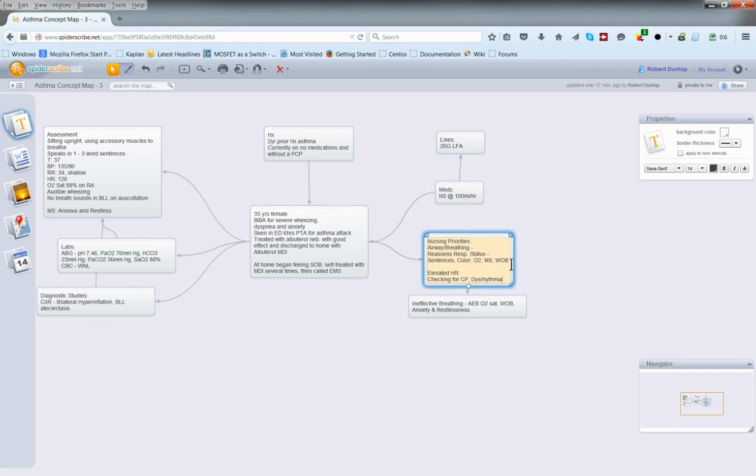And why am I going to check for dysrhythmias? Well, she's taking albuterol, and that could trigger AFib if she's susceptible to it; she might suddenly find herself in AFib. And what happens then? Her circulatory system drops off, her blood flow. So now we've got ineffective circulation. And so you could easily add a second nursing diagnosis here of, she's at risk for.